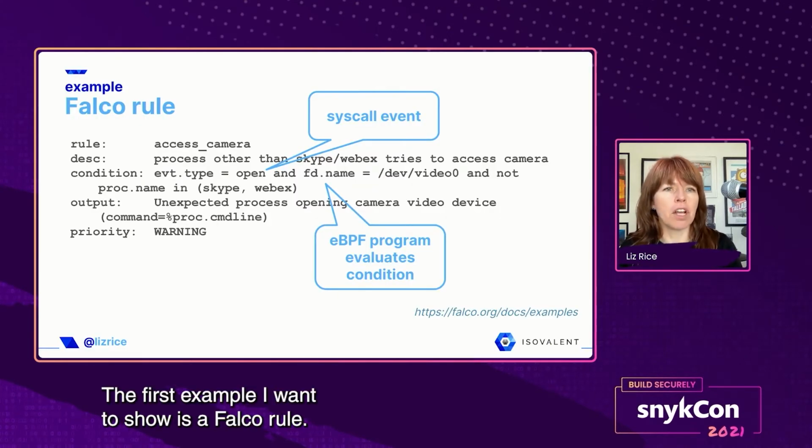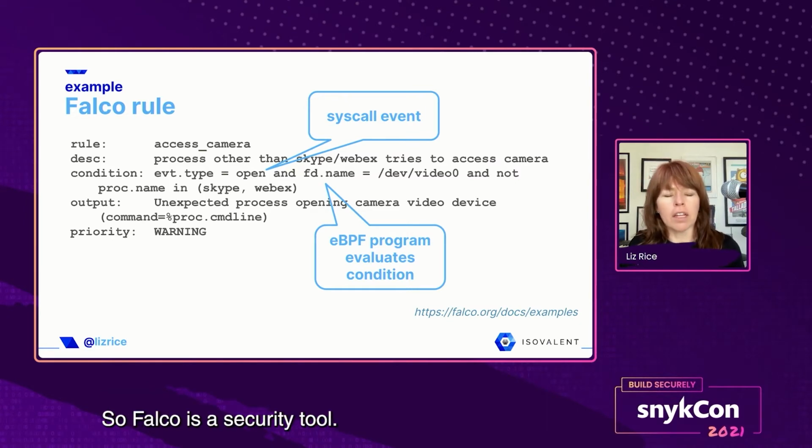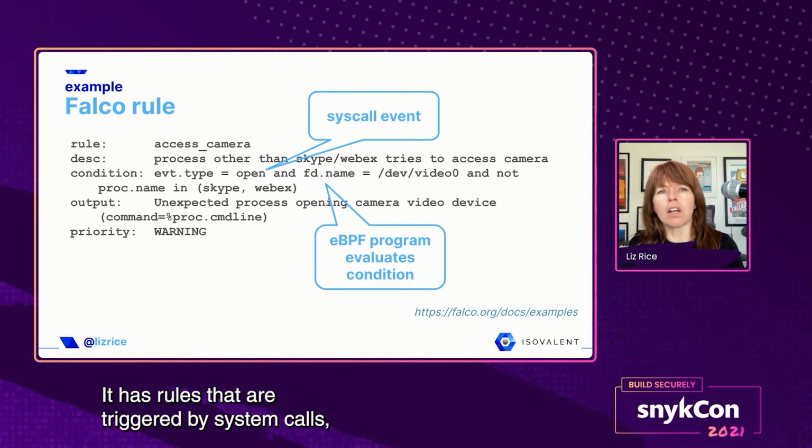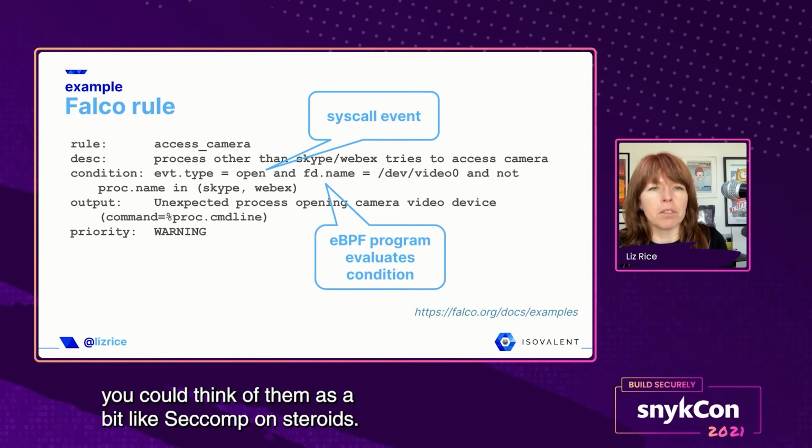First example I want to show is a Falco rule. Falco is a security tool. It has rules that are triggered by system calls. You could kind of think of them as a bit like seccomp on steroids.